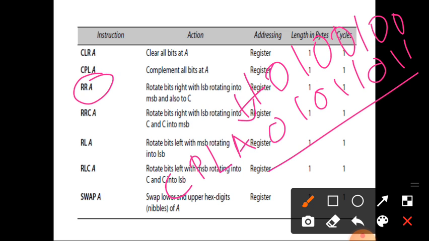Next one is RR A. What is RR A? Rotate bits in the accumulator right. RR means rotate bits right, with the LSB rotating into the MSB and also to C, where C means the carry flag. Then RRC A means rotate bits in the accumulator right through carry, that is, the LSB rotates to carry and carry rotates to the MSB.